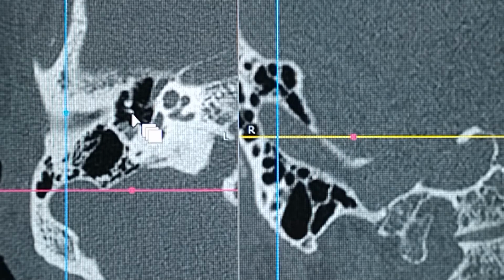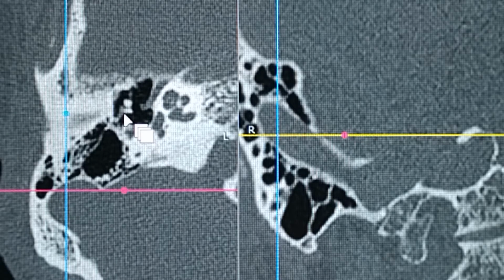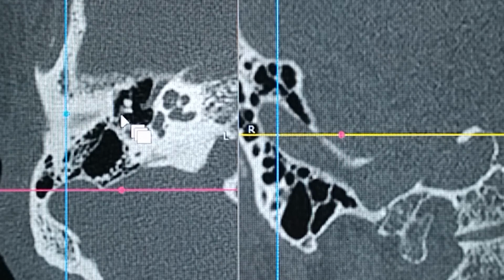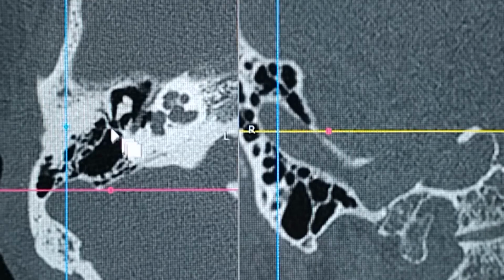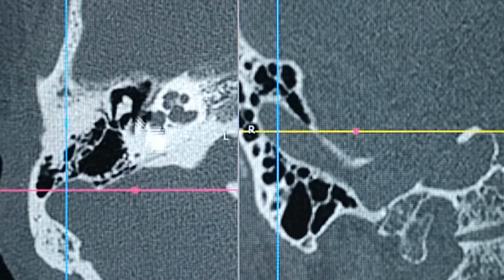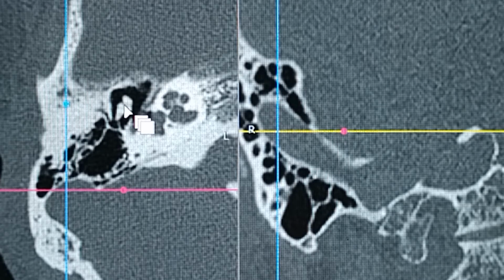That's the malleus, that's the incus, and that's the body of the incus, and that's the short process of the incus right there, and that's the malleus right there. So keeping on going superiorly, you can see that this is now the epitympanum, this is basically the aditus, and this is basically the antrum. Okay, so this is the typical ice cream cone appearance of the ossicles right there.